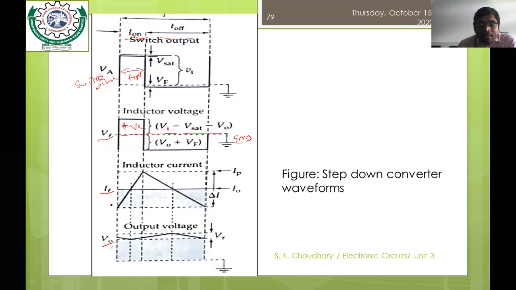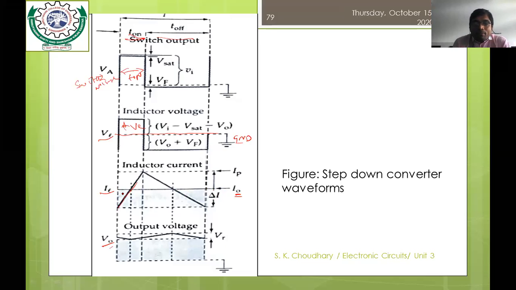And at that moment, the current across the inductor would be linearly increasing. And when the current reaches above I naught, which is the current across the load, then what happens? Your capacitor would start charging. So your IL would be distributed into two parts: one is the current across the capacitor, and the other is the current across the load.